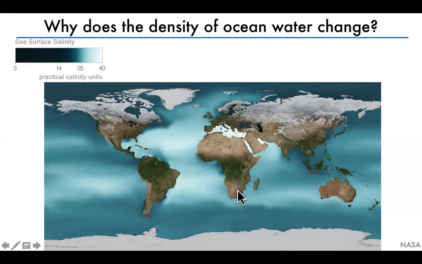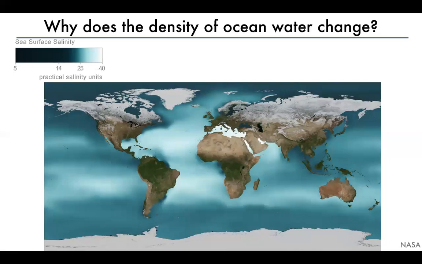Another thing is we can start looking at, okay, so where are the really high salinity regions? Like where is it very salty? One of the places we see is this Mediterranean region. We see the Red Sea and the Persian Gulf. And if you'll remember, those were some of those regions where we had really, really high densities. And so that's a contributing factor.